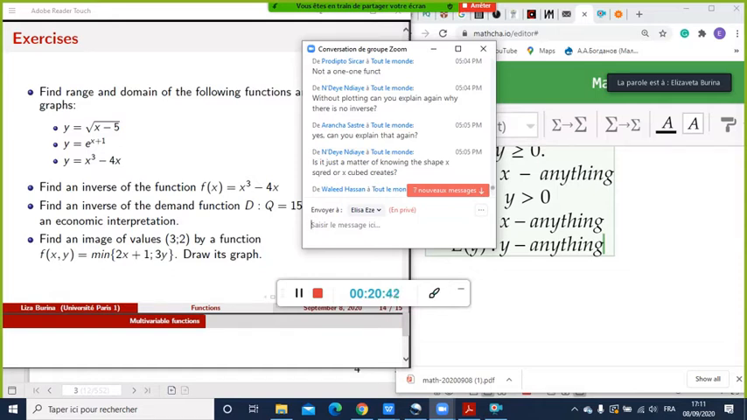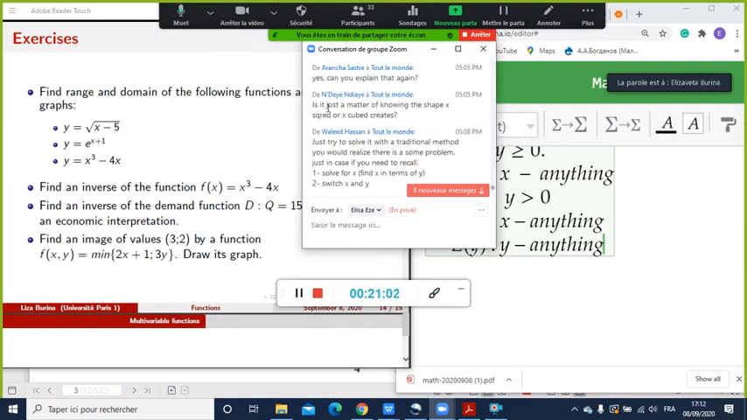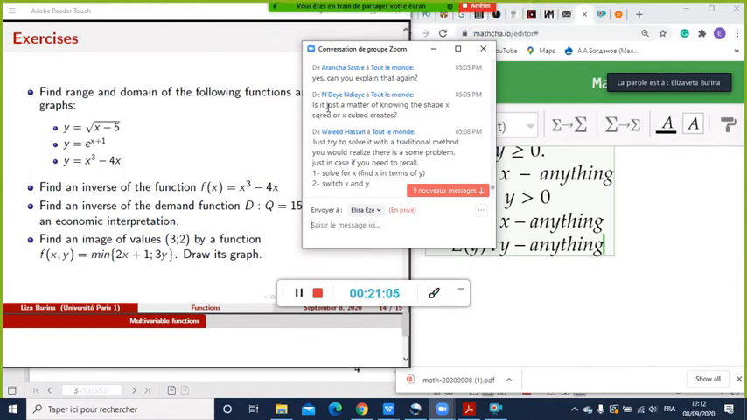Even in the definition, what we say is that a function can have an inverse only if it is a one-to-one mapping. So we need to see the map and make sure that it is one-to-one. It's just a matter of knowing the shape of x squared or x cubed. Yes, if you know the shape, it greatly helps you because if it is a parabola, certainly it's not one-to-one because you know how a parabola looks. If it is a cube, most likely it's also not one-to-one.